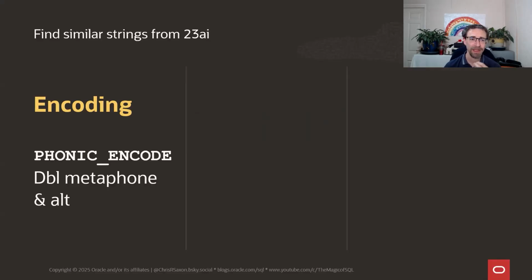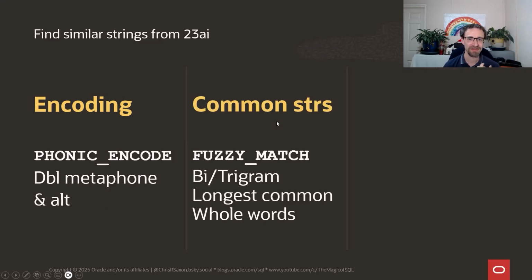So in 23AI, we've got better options for encoding, the phonic encode, which is a significant improvement on SOUNDEX. It's got the double metaphone. We can specify the length, how many characters we actually match, and there's the alternate one as well to handle different dialects, different pronunciations of the same characters. We have the fuzzy match operator, which has Levenshtein and Jaro-Winkler. It's also got a refinement to Levenshtein, like Damerau something. It's just a slight tweak to it, really. But it also includes some other algorithms for fuzzy matching, which could be useful in some cases.